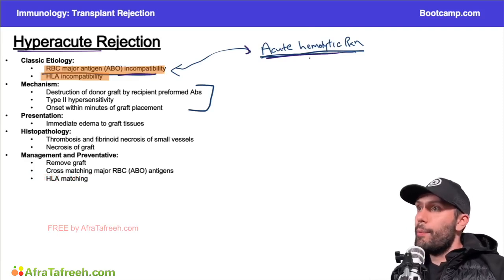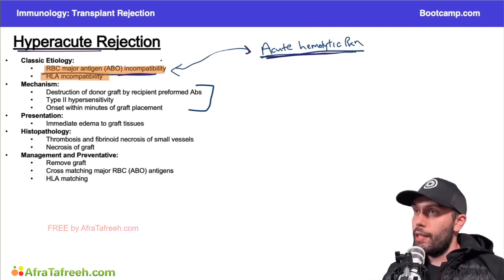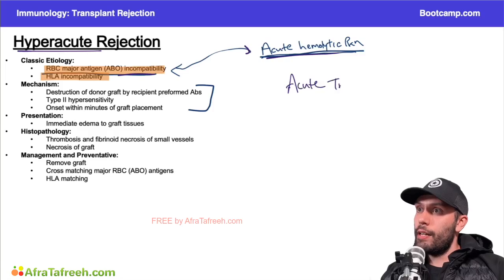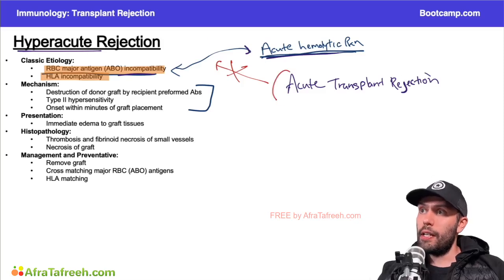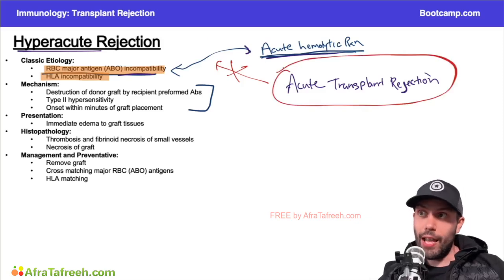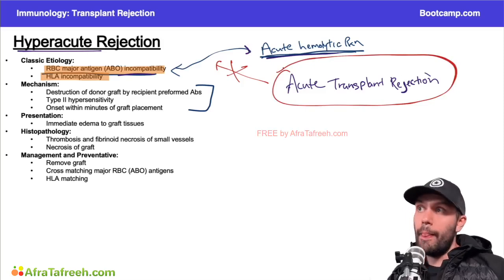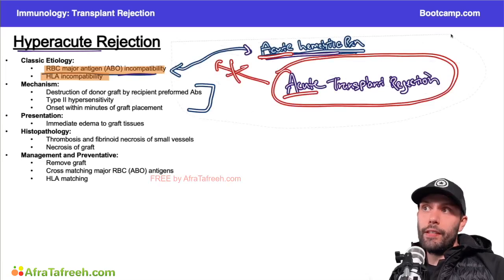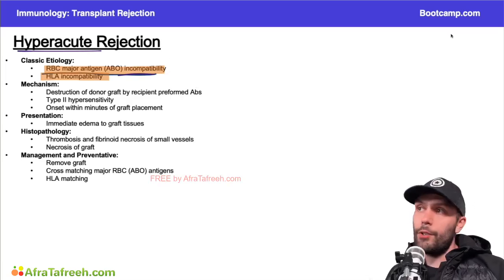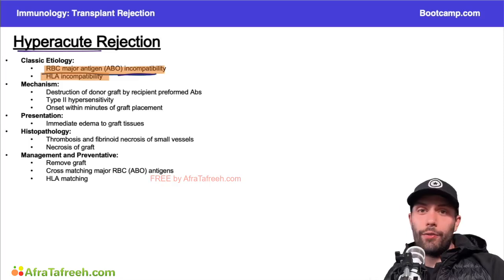I don't want to belabor the point here, but the reason I bring this up is because there's also an acute transplant rejection. Okay, so there's also an acute transplant rejection. And the acute transplant rejection is not the same as these two. This is a completely different pathophysiology, and it happens on a completely different timeline. So my point is, I don't want you to confuse acute hemolytic reactions with acute transplant rejection. That's the big point. So it's just noting these things so that you're aware of them, so that when you come into those situations, you don't get confused or tripped up by it.